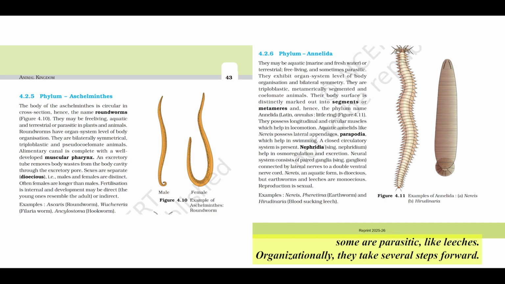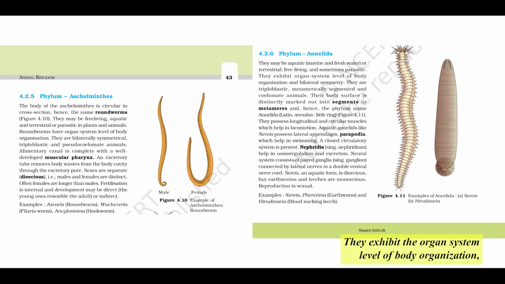Organizationally, they take several steps forward. They exhibit the organ system level of body organization. They display clear bilateral symmetry. They're triploblastic. And crucially, they are the first phylum we've met that is truly metamerically segmented and properly coelomate animals. They possess a true coelom.